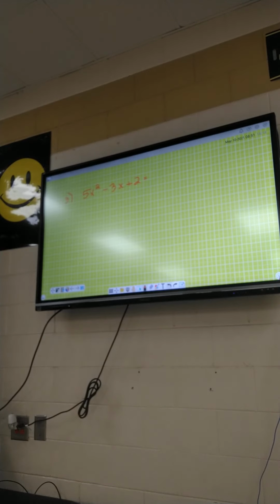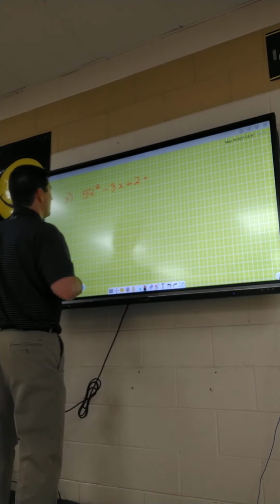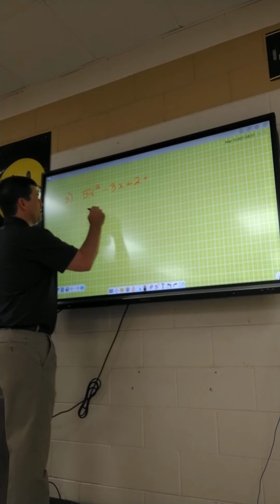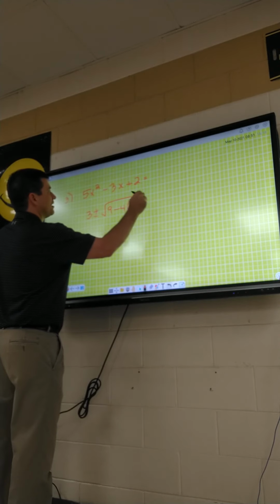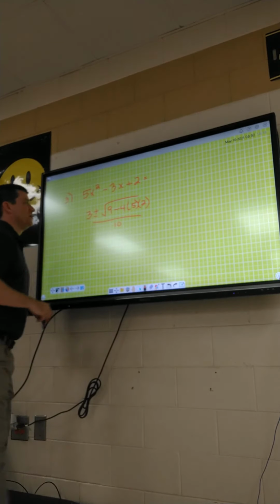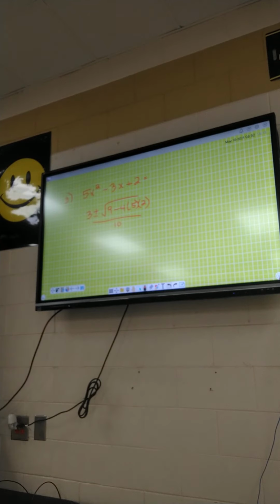What's the formula say on the bottom? Times it by 2, right? So it'd be 10 on the bottom. 3 plus or minus 9 minus 4 times 5 times 2 over 10. All right, from here, plug in your calculator.